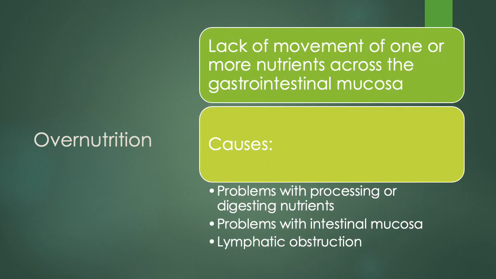When we talk about overnutrition, this is the lack of movement of one or more nutrients across the gastrointestinal mucosa. So you give your body too much of these nutrients and it overloads the body, causing the mucosa in the GI tract not to absorb things very well. So again, you do see those problems with processing and digesting nutrients because there's an overwhelming amount of them to process. You again see those problems with the intestinal mucosa because it's not processing well, and you may even see some lymphatic obstruction, which could lead to some issues with immunity and things of that nature.